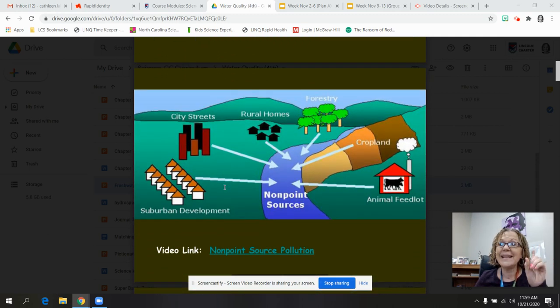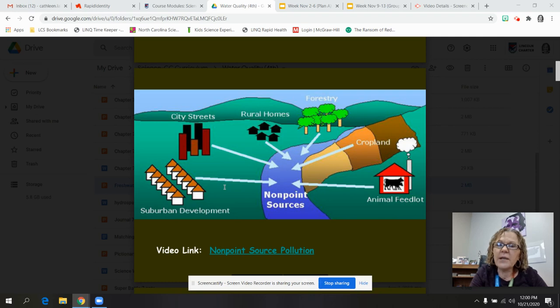Okay, but then you have non-point, and it simply means that we know the water is polluted, but we can't definitely point to the source of the pollution. Did it come from crops? Did it come from a suburban development, like a neighborhood? Did it come from the city streets? Did it come from houses out in the rural area, or an animal feedlot, or maybe they clear cut a forest? Because there's so much runoff from so many different places, it all ends up in this one freshwater source, like a river, and we can't point to a definite place.